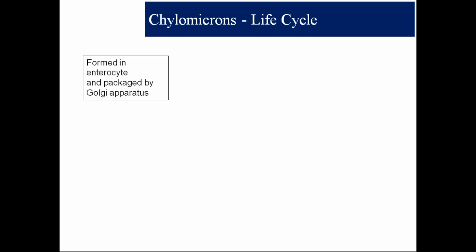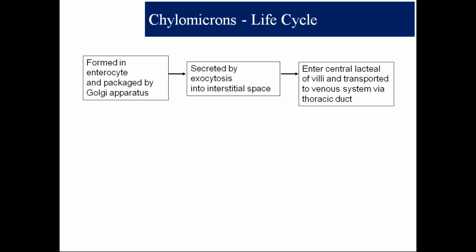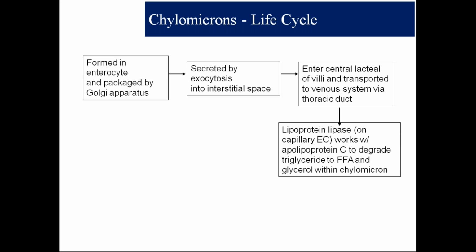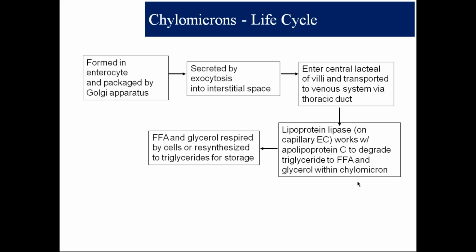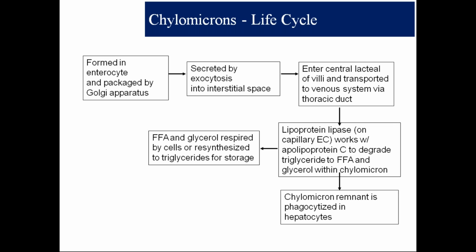It is formed in the enterocyte, packaged by Golgi apparatus, secreted by exocytosis into interstitial space, enter the central lacteal of villi, transported to venous system via the thoracic duct. Lipoprotein lipase will act on it, and it works with apolipoprotein C to degrade the triglycerides to free fatty acids and glycerol within the chylomicron. These are resynthesized to triglycerides for storage. The chylomicron remnant is phagocytized in the hepatocytes.